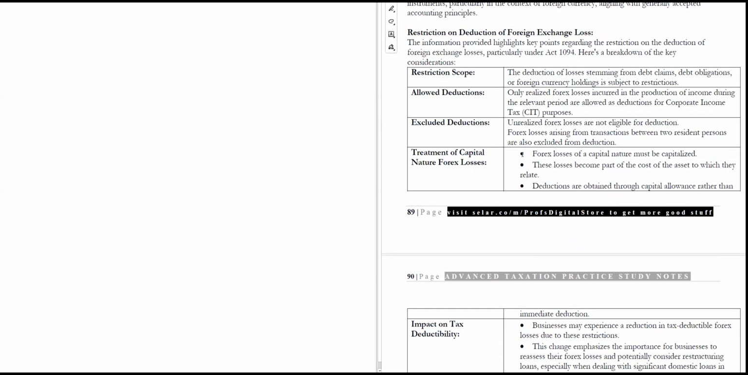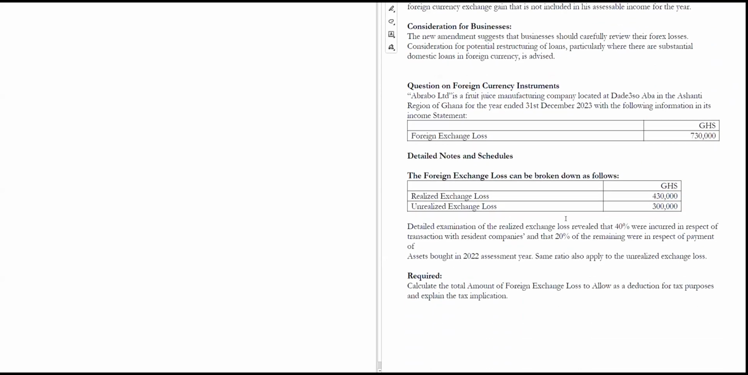And then unrealized foreign losses are not eligible for deduction. Foreign exchange losses arising from transactions between two resident persons are also excluded from the deduction. And then we learned that forex losses of a capital nature must be capitalized, right? It must become cost of the asset, whether it is realized or unrealized in nature, right? That's what we learned.